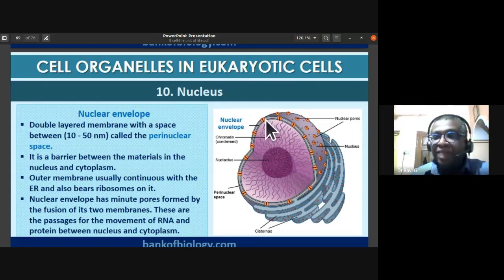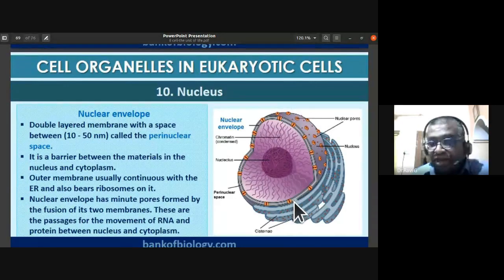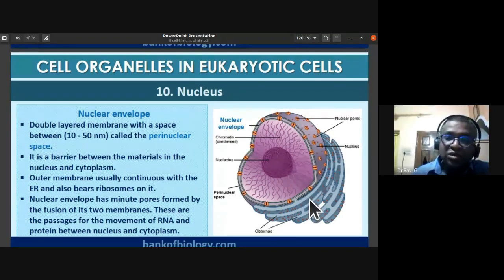So they act as a barrier. The nuclear envelope acts as a barrier for the material present between the nucleus and the cytoplasm and vice versa. The outer membrane usually continues with the endoplasmic reticulum, and it also bears ribosomes on it. So that is the rough endoplasmic reticulum.